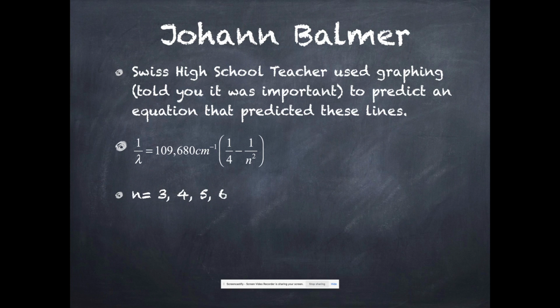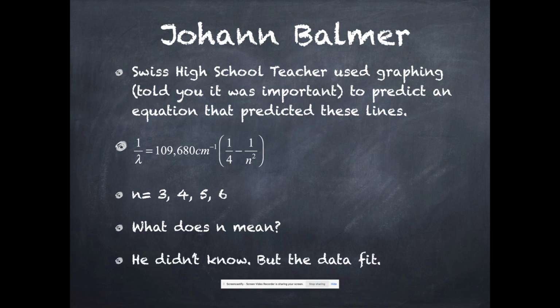It was 3 when it was the red light. It was 4 when it was the blue-green. It was 5 when it was the blue-violet. And it was 6 when it was the violet light. Now, he had no idea what this meant. He just knew it fit the data. Okay, so the mathematical reasoning is solid. Explaining the implication of n was not accomplished.